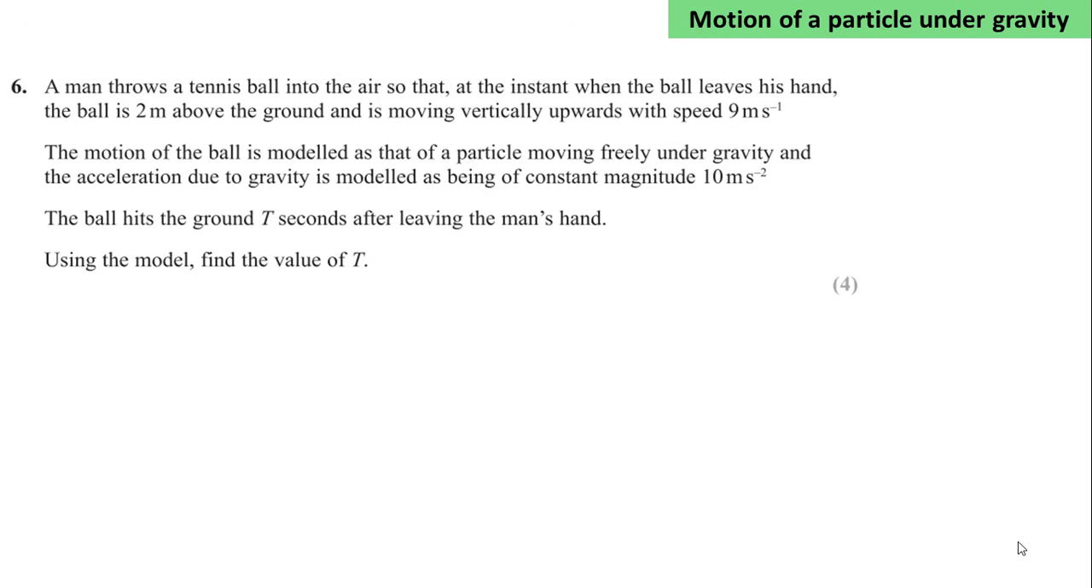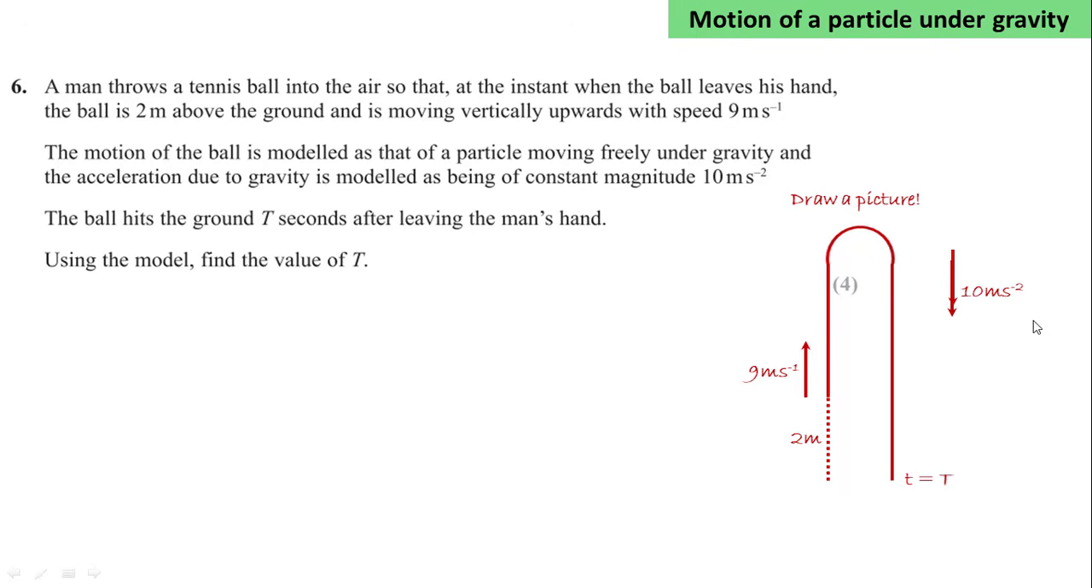Now we look at the motion of a particle under gravity. Very common question in your AS papers. A man throws a ball into the air so that at the instant when the ball leaves his hand, it is 2 metres above the ground and is moving vertically upwards at a speed of 9 metres per second. It will have a constant acceleration downwards under gravity, which we're told to take as 10 metres per second squared. And then the ball hits the ground big T seconds after leaving the man's hand. We're going to use the model to find a value of T.